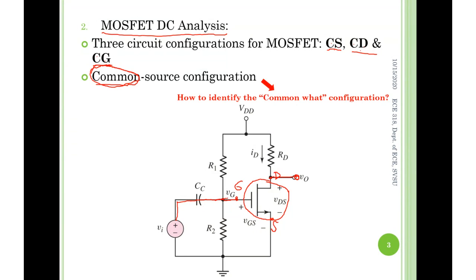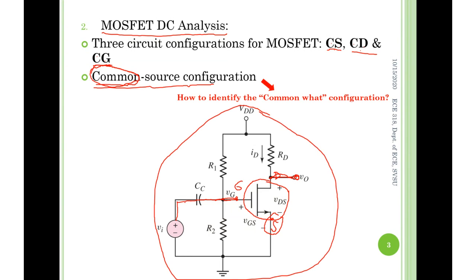So the input is given to the gate. The output is out of the drain. The remaining terminal, S, source, is the common terminal. Did I make myself clear? It's a common terminal for both input and output. That's why this is a common source circuit. Because once again, input is occupying the gate, and output is occupied by the drain. The remaining terminal is the common terminal.